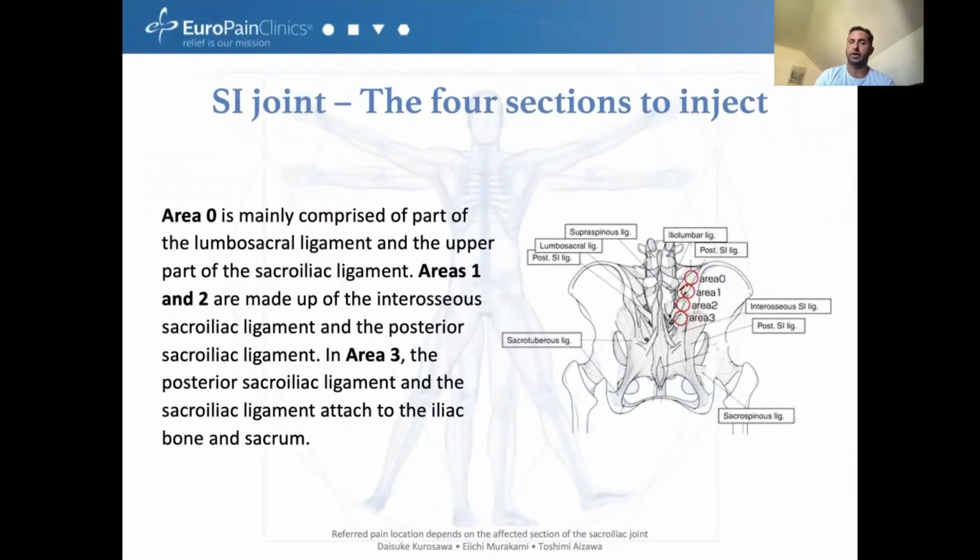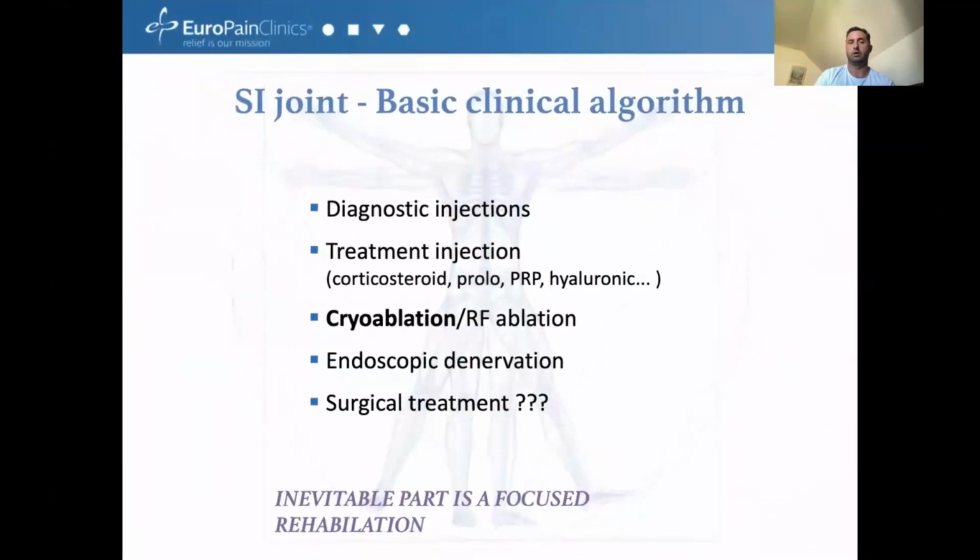For the periarticular injection, there is a technique of 4 sections to inject. You see all those areas, just to cover everything and to get as good a result as possible. And the SI joint basic clinical algorithm: diagnostic injections, periarticular or intraarticular treatment injections, cryo, radiofrequency ablation, endoscopic denervation, and in some cases, surgical treatment. I have to emphasize, an inevitable part is focused rehabilitation.